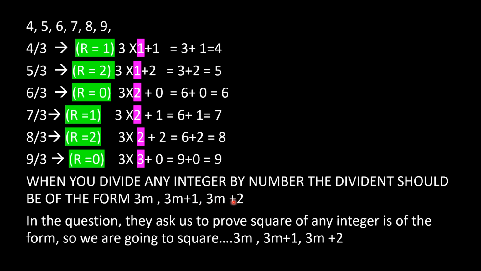or 3m plus 2. That is, see here, 3m, that is 3m plus 0, 3m plus 1 or 3m plus 2. It will apply for 3m plus 0, 3m plus 2, 3m plus 1, right? In the question they ask us to prove the square of any integer is of the form, so we are going to square 3m, 3m plus 1 and 3m plus 2.